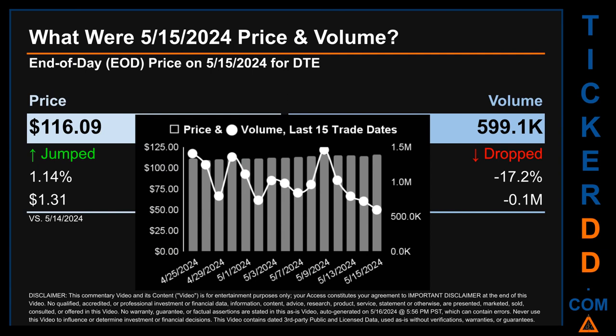The graph shows price and volume for the last 15 trade dates. Across a range of $6.81, the max and minimum end-of-day price were respectively $116.33 and $109.52. Volume saw a range of 862.2 thousand, from a day low of 599.1 thousand to a day high of 1.5 million.